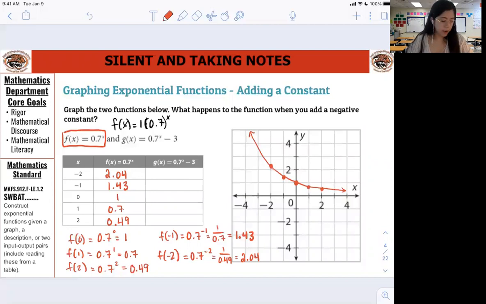So there's my graph. Go ahead and take a moment to graph yours. Try to get at least the same shape as mine. It doesn't have to be perfect, but the most important thing is to get the same shape. And start thinking about what g of x is going to look like in comparison.